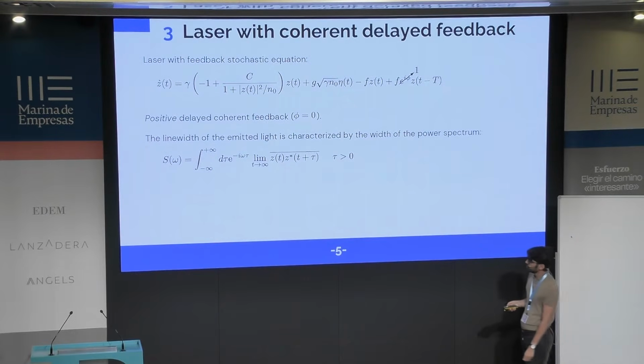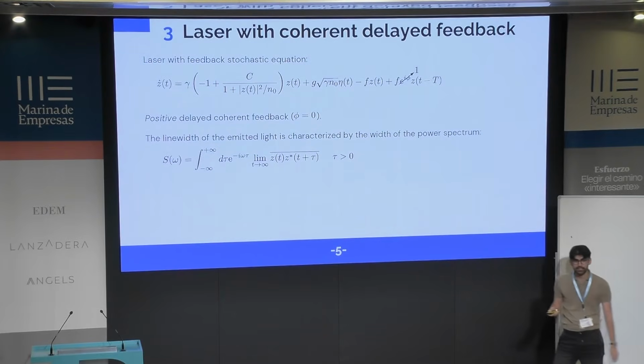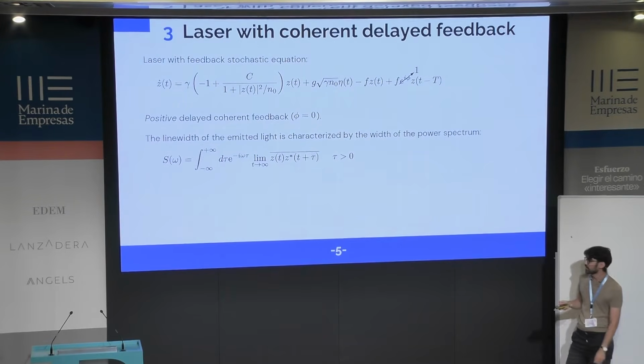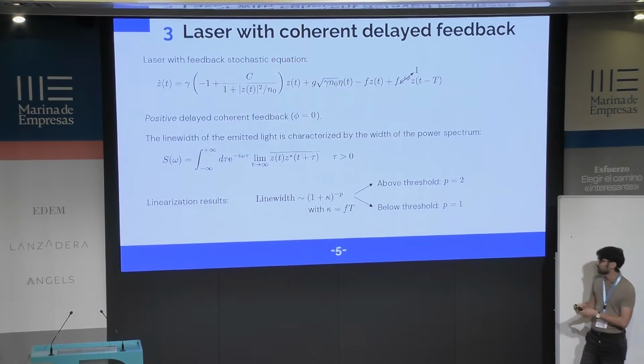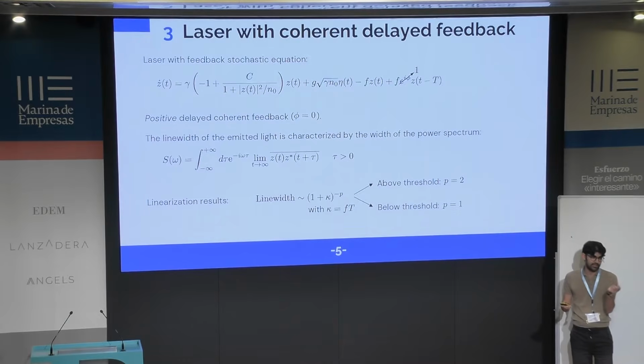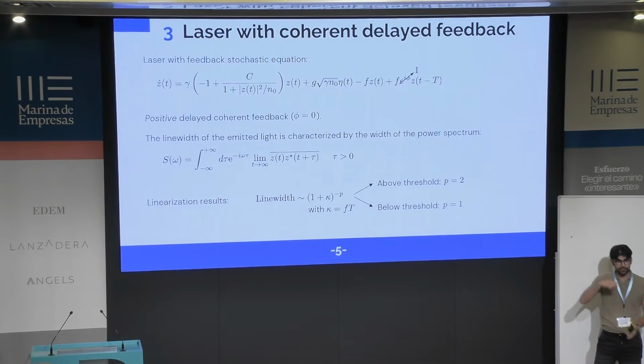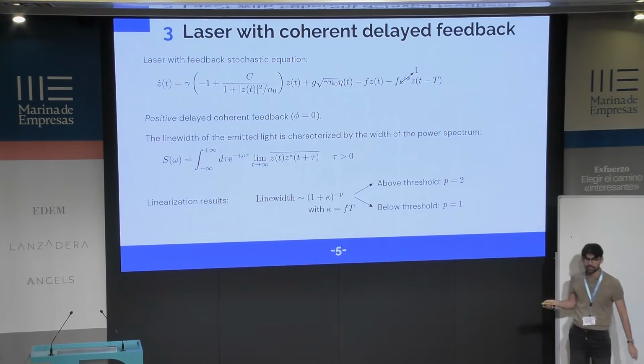In order to solve this equation analytically, we're just making some approximations, called linearization. And we have a very interesting result that tells us that the effects of feedback on our system basically reduce the laser's linewidth by a factor 1 plus kappa to the power of p, kappa being the product of f times t, the product of the feedback parameters, and p being an exponent that above threshold, when C is greater than 1, takes a value of 2, but below threshold, when C is lower than 1, takes a value of 1. Okay, this is the result that we obtain via analytical results.